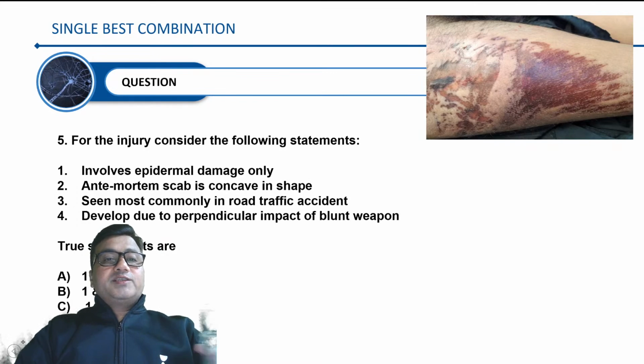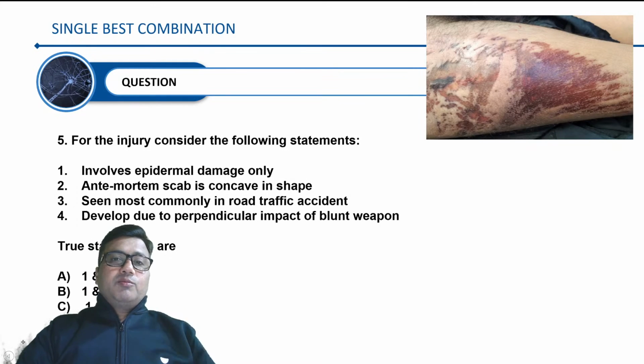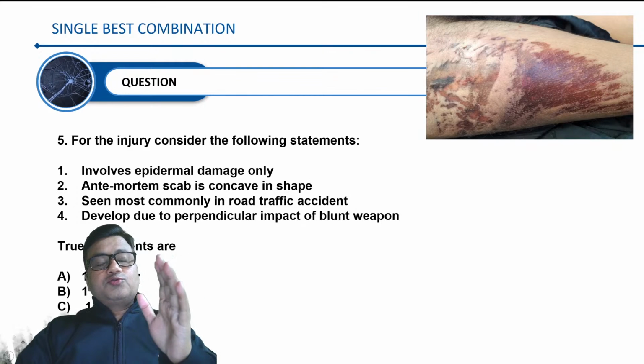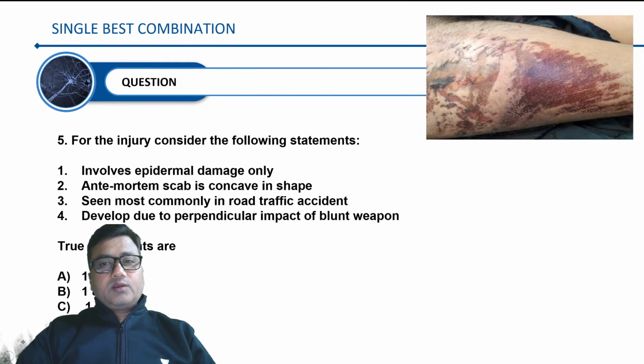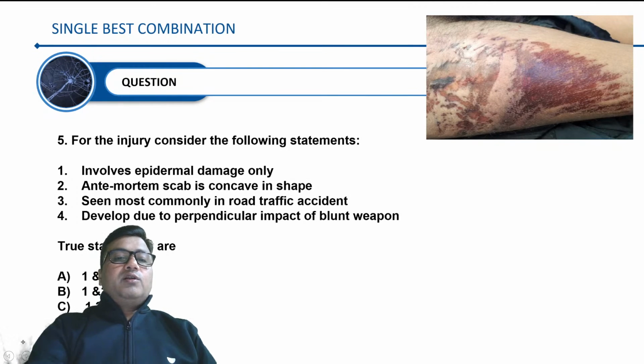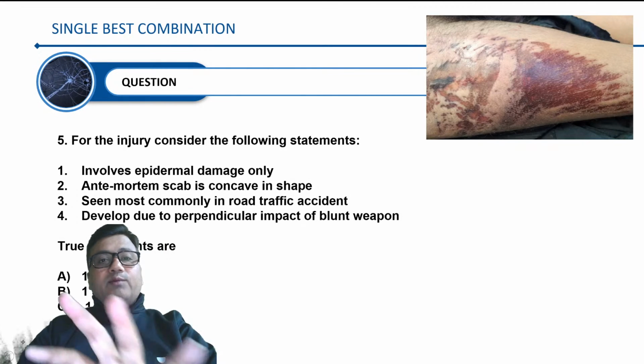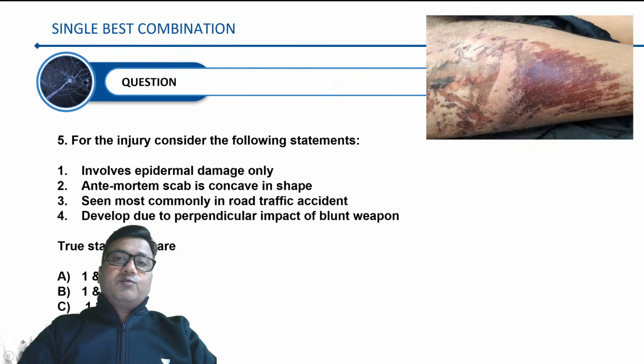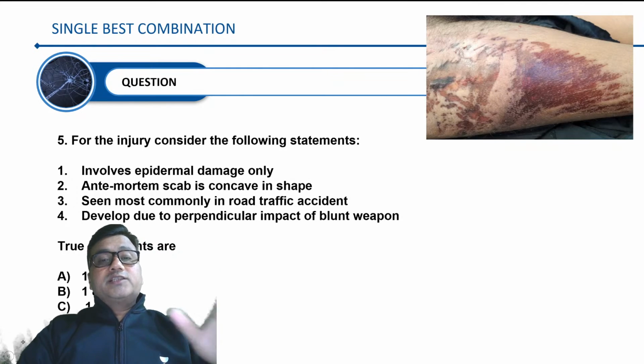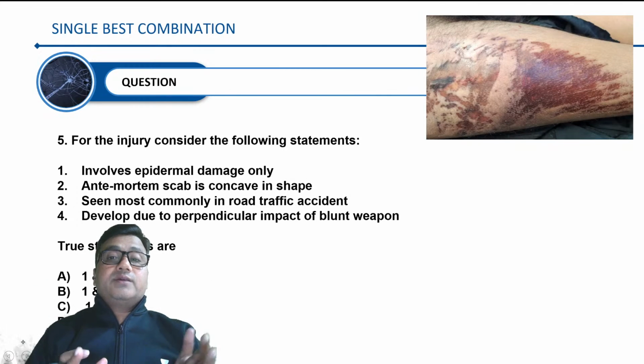It is still a single best combination, and this time a picture has also been added in the question itself. So first of all you need to look at the picture, and the question says, for the injury consider the following statements. If we want to answer this question correctly, first of all we need to understand what the injury is. Otherwise we won't be able to answer correctly, because the description of the question does not mention what exactly the injury is.